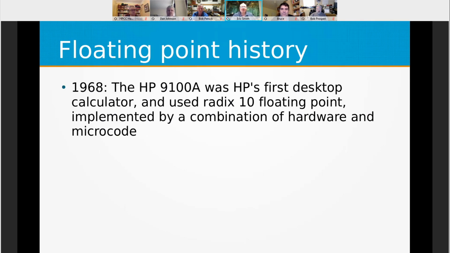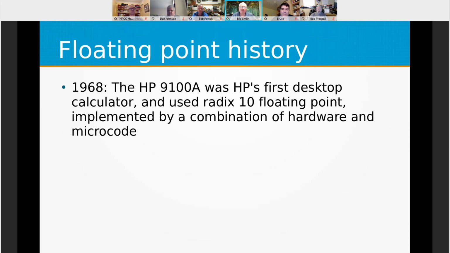So getting to calculators, the HP 9100A desktop calculator used radix 10 floating point, and that was essentially hardware, although microcode was involved as well. Now, in real high performance floating point, everything is implemented entirely in hardware. There's no real microcode to speak of, or very, very little. But using a combination made it much more cost effective. They couldn't actually build a computer that size that implemented floating point entirely in hardware at that time.